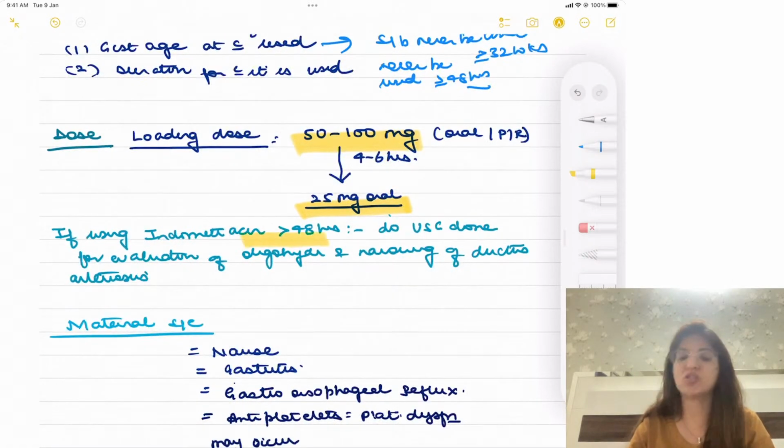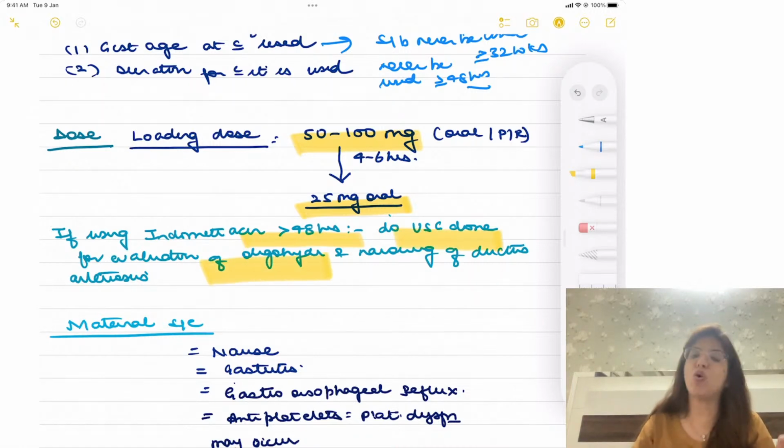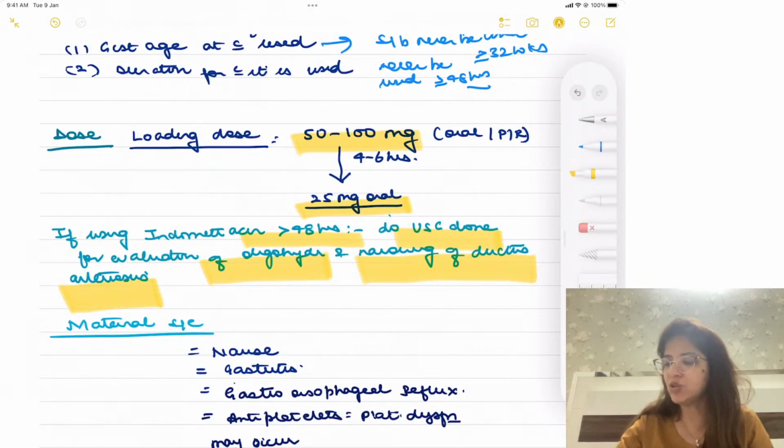Normally we do not recommend indomethacin to be used beyond 48 hours, but just in case you are using indomethacin for more than 48 hours, it becomes mandatory for you to do an ultrasound for evaluating oligohydramnios and for evaluating narrowing of the ductus arteriosus. Right? Clear to all of you?